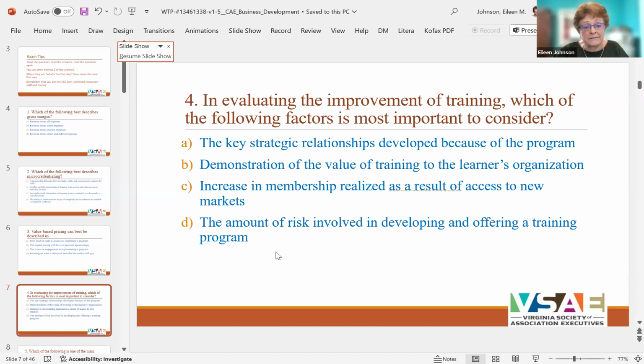Okay. All right. In evaluating the improvement of training, which of the following factors is most important to consider? A, the key strategic relationships developed because of the program. B, demonstration of the value of training to the learner's organization. C, increase in membership realized as a result of access to new markets. Or D, the amount of risk involved in developing and offering a training program. So I'm reading the question again, and evaluating the improvement of training.